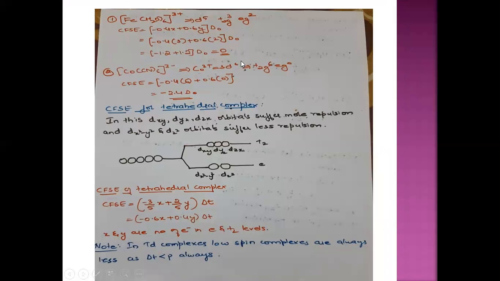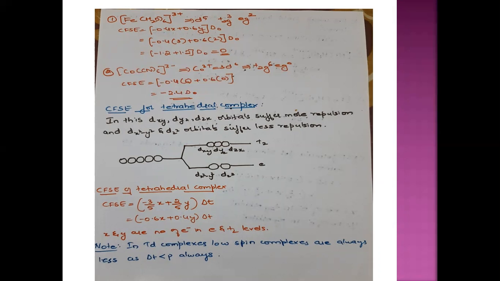It is the same because H2O is a weaker ligand, so there is no effect of H2O on the iron complex. Next, Co(CN)6: it is t2g6 eg0. So minus 0.4 into 6 plus 0.6 into 0 will give you minus 2.4. That is the crystal field stabilization energy, right? Now the octahedral complex is done, right?